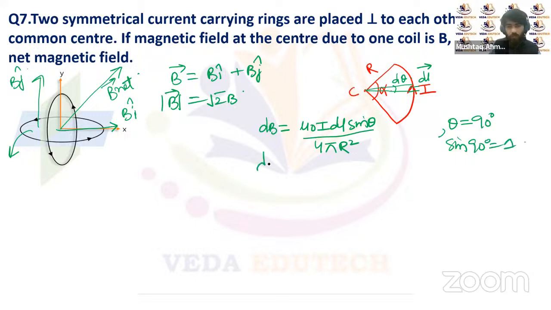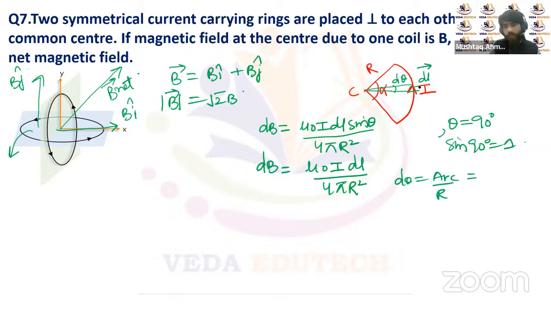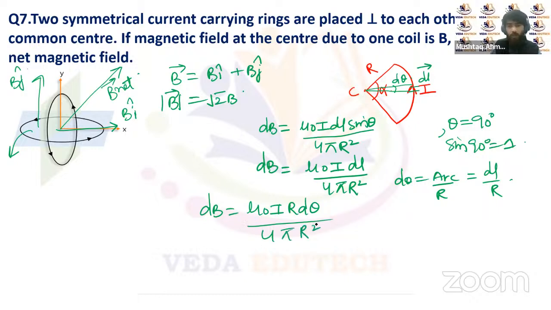So dB will be equal to mu naught I dl upon 4 pi r square. Now we know that this d theta is nothing but the arc upon the radius. The arc subtends the angle d theta, and with the arc having length dl, we can write d theta as dl upon r. Now we can replace dl here with r d theta. So dB will be equal to mu naught I r d theta upon 4 pi r square. Now r and r will get cancelled.